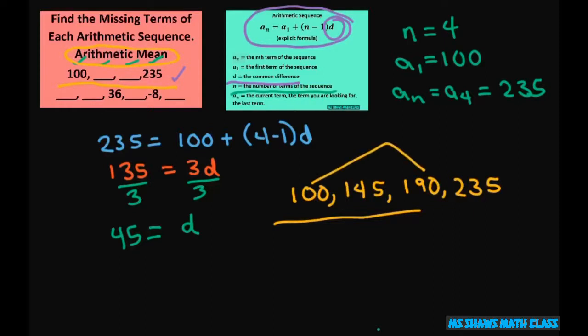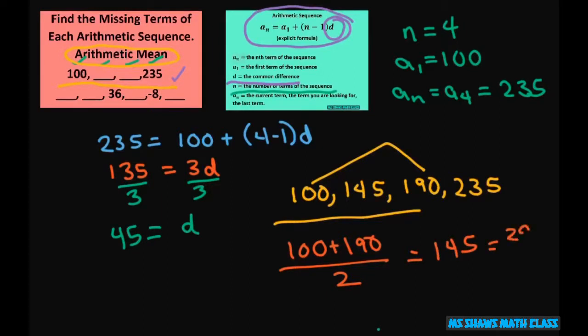and take the average of them, i.e. the mean, divide by 2, and you should get 145. So if I add this up, I get 290 divided by 2, which does equal 145. You can do it with these two. Add those two up, you should get 190. But that's where you'll also hear the term arithmetic mean.